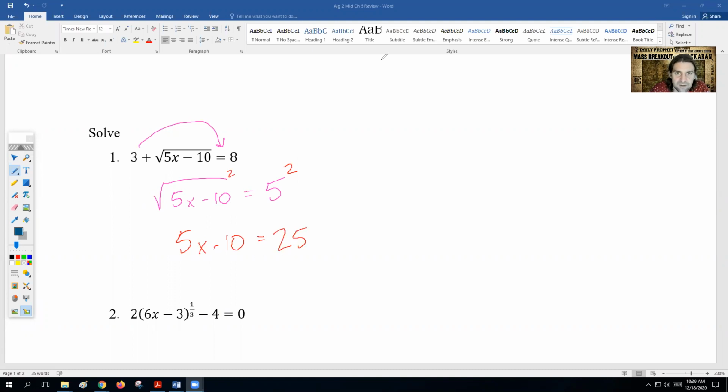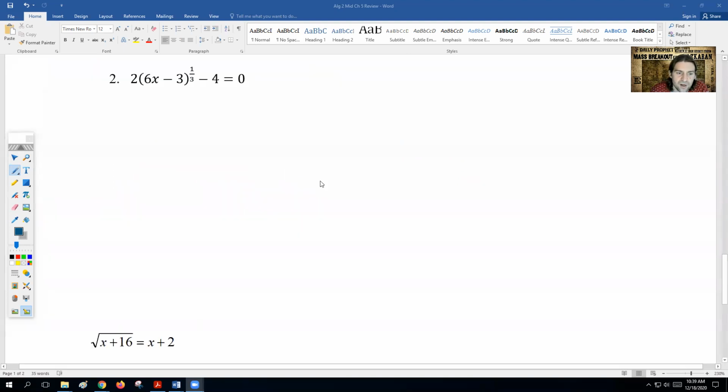Okay, next, let's just solve this problem then. All we got to do is just add the 10 over. So we get 5x is equal to 35, and then divide, x would equal 7. We want to make sure when we plug it in that it works. And so we'd get, okay, 35 minus 10, that's 25. The square root of 25 is 5. 3 plus 5 is 8. Yep, that worked.